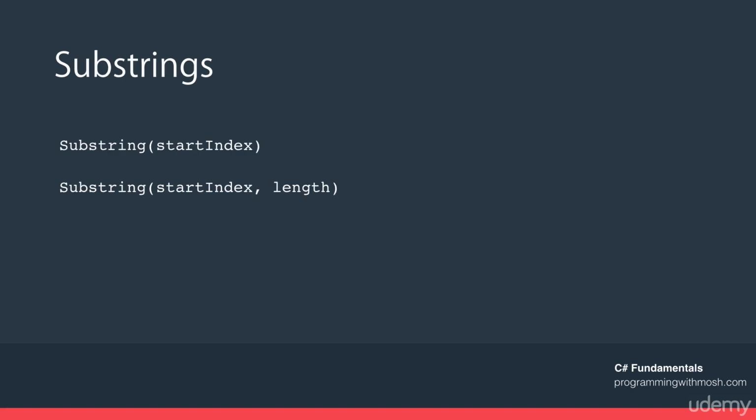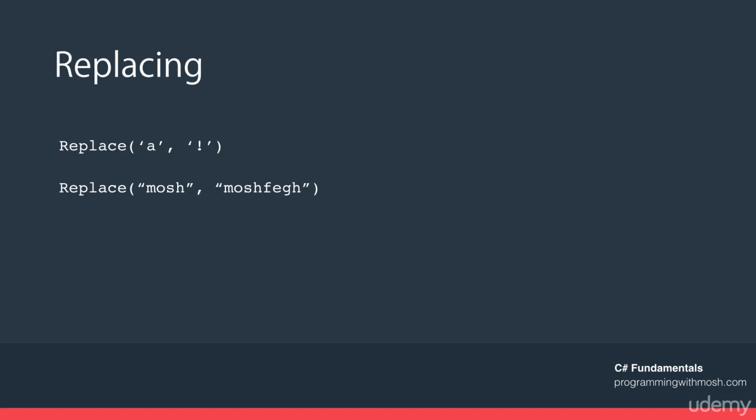If you want to create a substring from a given string, you use the substring method. This method has a couple of overloads. One that takes a start index and then retrieves all the characters from that point onwards to the end of the string. The other overload takes a length argument to limit the number of characters to retrieve. If you want to replace a given character or a given substring in your string, you use the replace method.